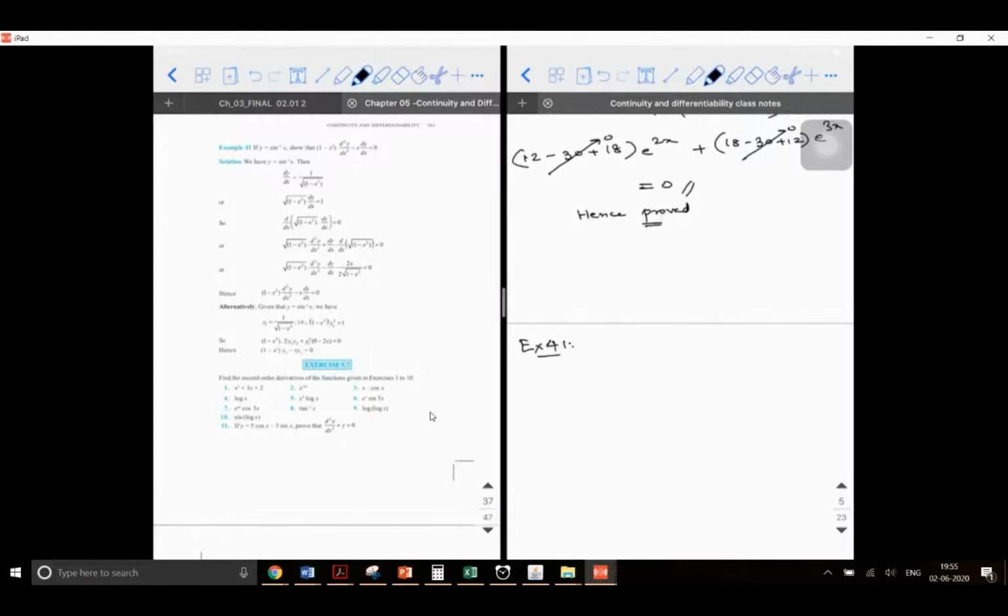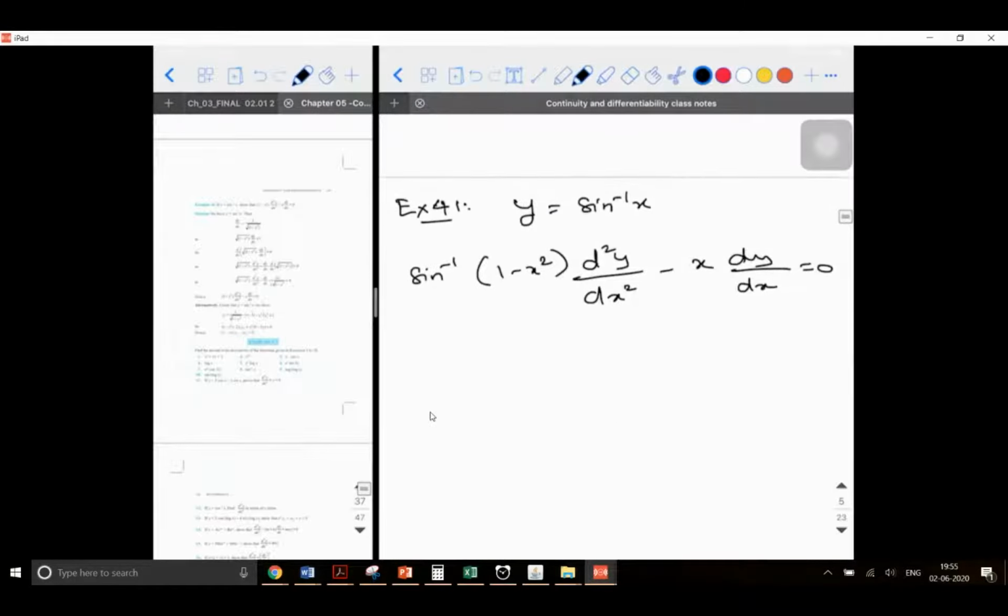Example 41. The question is y is equal to sine inverse of x. Show that (1 minus x square) into d square y by dx square minus x into dy by dx is equal to 0. This is what we need to prove.